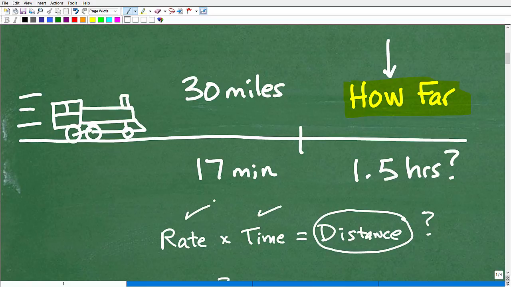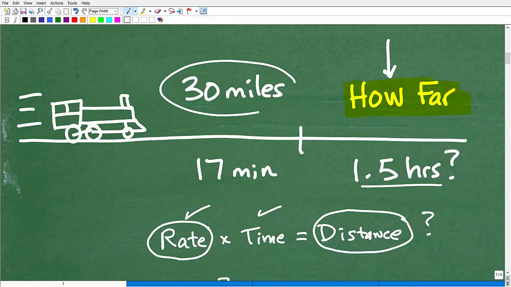All right, so do I have the time? Yes, I do have the time. It's 1.5 hours. That's good. But I don't have the rate. I don't have the speed of the train. So how can I get the speed of the train? Well, when you have a math problem, you always use the given information. So what's the given information? Well, I'm told something about this train. I'm told that it's going 30 miles in 17 minutes. So is this enough information for me to get the speed of the train?